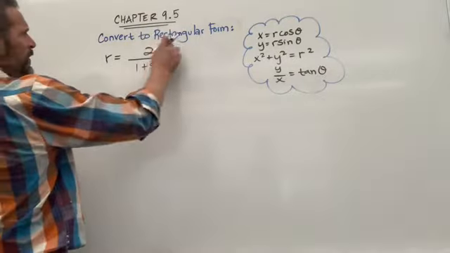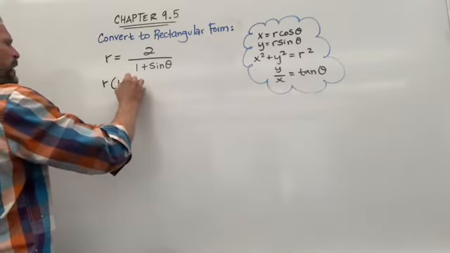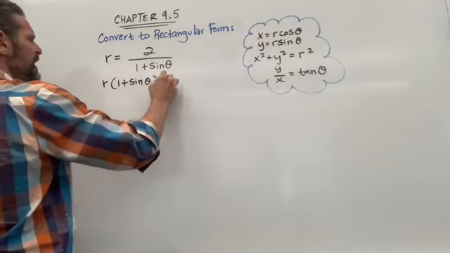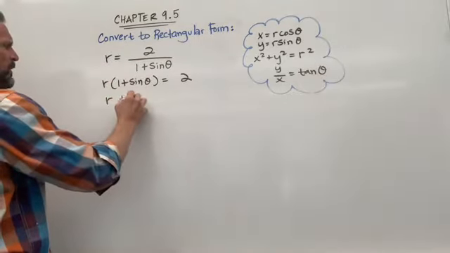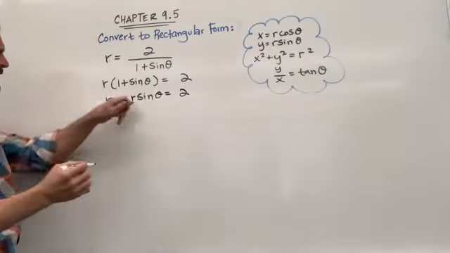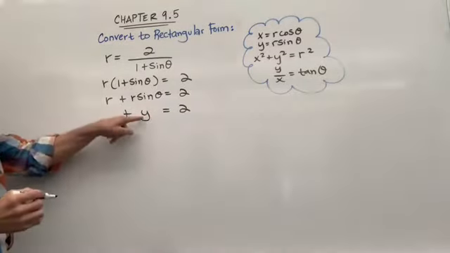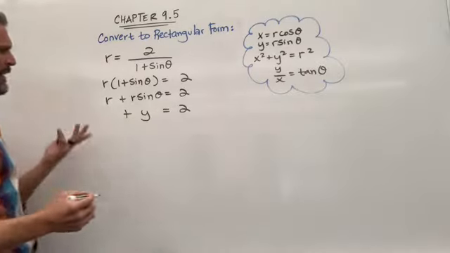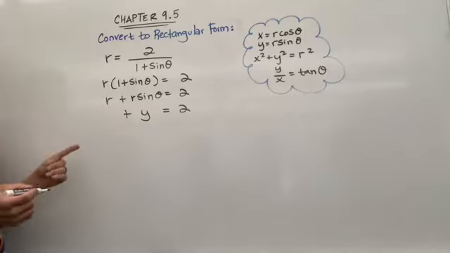My goal is to convert this into a rectangular equation. So if I have r times (1 plus sine theta) equals 2, then clearly I'd probably want to distribute that r, and at least I can say that r sine theta is y, so r plus y equals 2. Well, that's rectangular, and that's rectangular. That's certainly not polar necessarily, just a 2. So I'm on the right track.